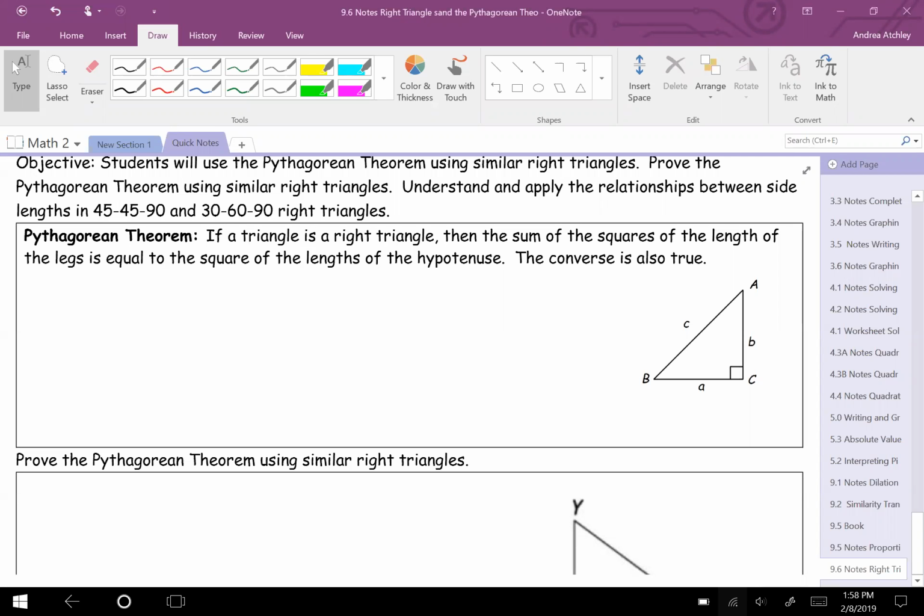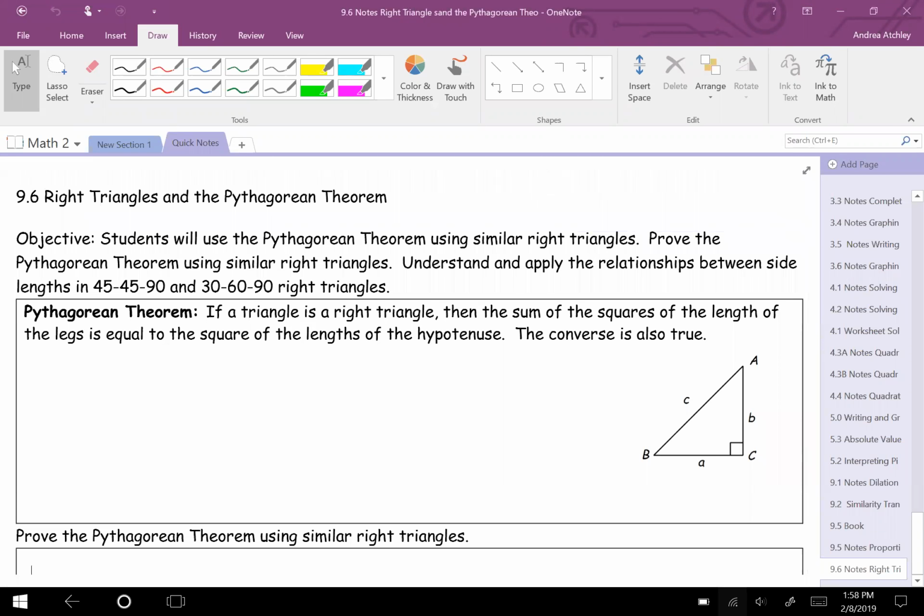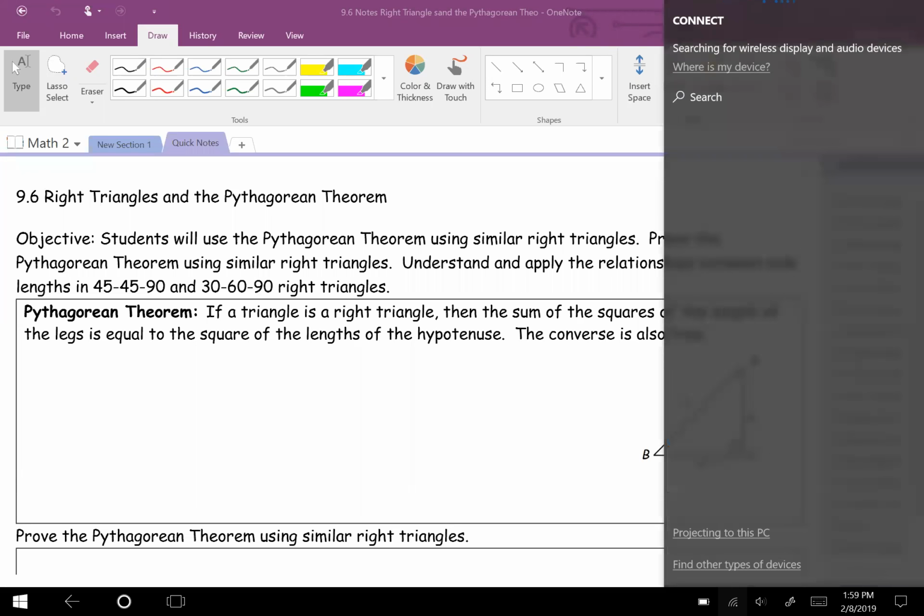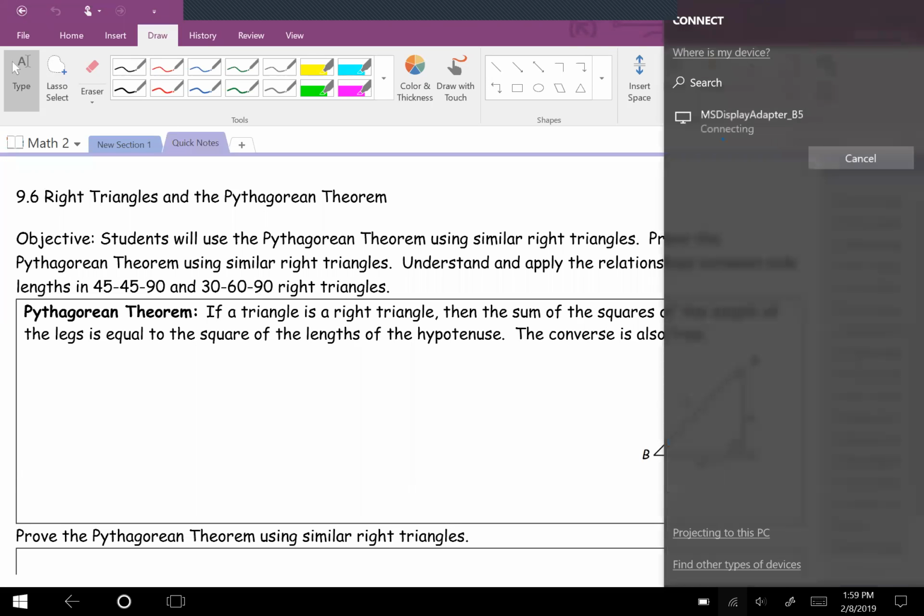Okay, so today we're dealing with right triangles and the Pythagorean Theorem. Do you guys remember what the Pythagorean Theorem is? Very good. A squared plus B squared equals C squared. Okay, so in right triangles, we have the Pythagorean theorem of A squared plus B squared equals C squared.